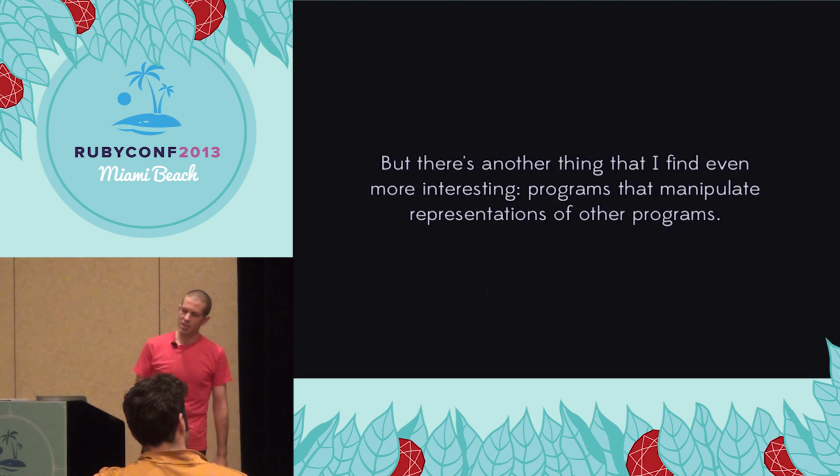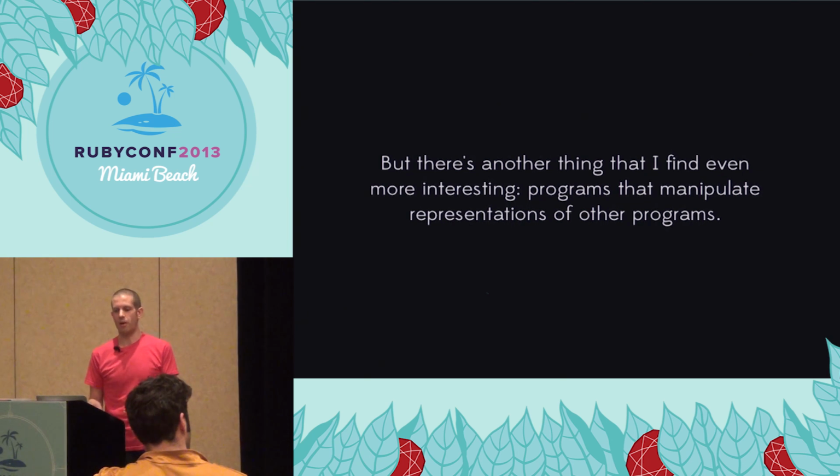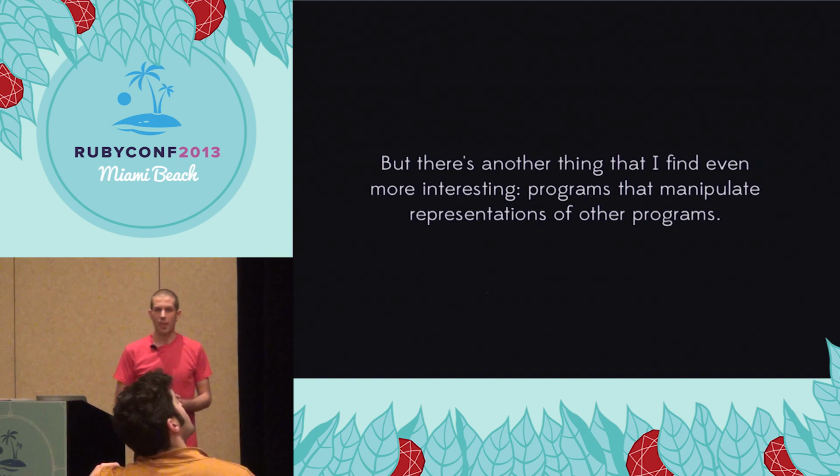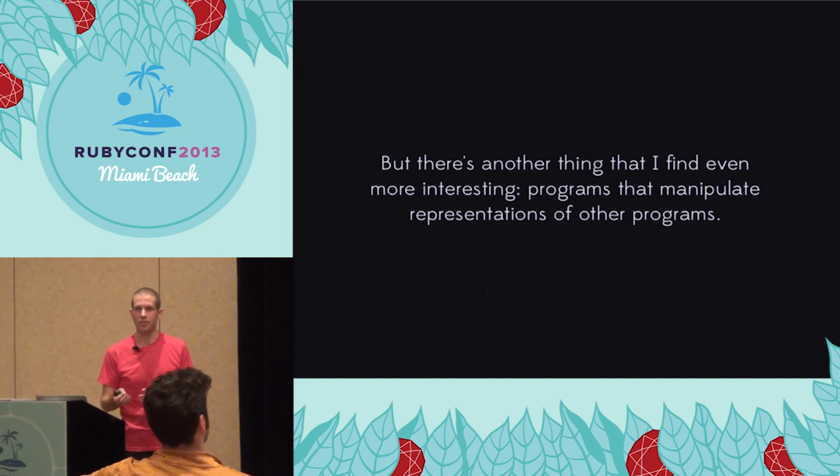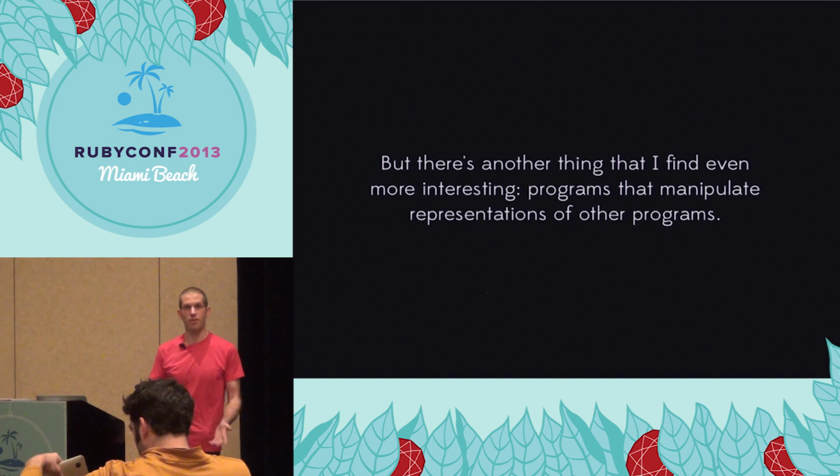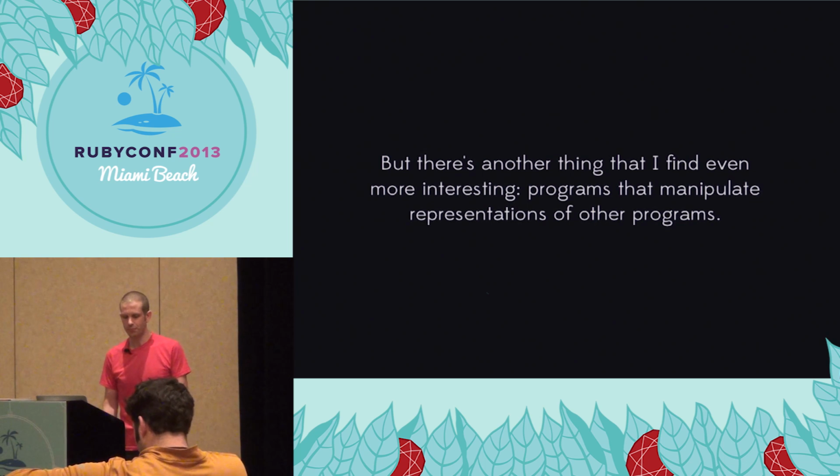Now, there's another thing that I find even more interesting than that, which still counts as meta-programming, which is programs that manipulate representations of other programs, right? Programs that operate on data which itself represents a program and then does something with that representation, like analyzes it or evaluates it or translates it or transforms it. So this is the world of compilers and interpreters and static analyzers. And I think it's really fascinating. In a way, it's the purest or the most self-referential kind of software that you can write.